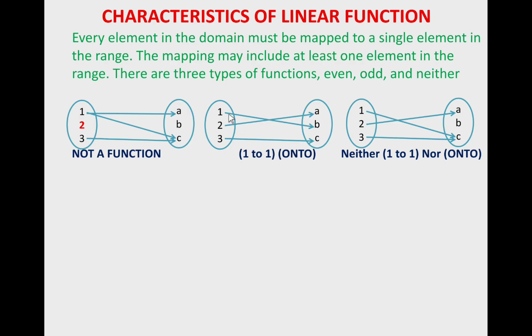And it's obviously clear it's 1 to 1. We have 3 elements in the domain, 3 elements in the range. And the mapping is 1 to 1. So we don't see any element in the range mapped to by more than one element from the domain. So this is 1 to 1 mapping. And this is neither 1 to 1 nor onto. It's not 1 to 1 because 1 and 3 are mapped to C, and it's not onto because b is not mapped to by the function.